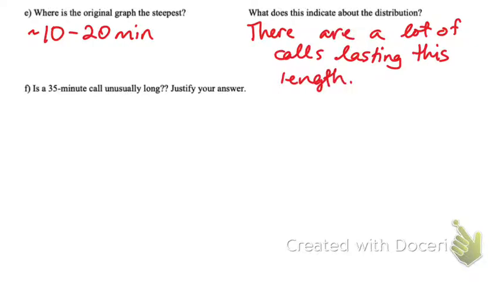Okay, here is a difficult question. Is a 35-minute call unusually long? Think about that, look at your data, and make a decision. Definitely not. Based on this data, is a 35-minute call to the UNT math department unusually long? Because look how many are in there. Look how steep it is at 35. Yeah, no, it's not.